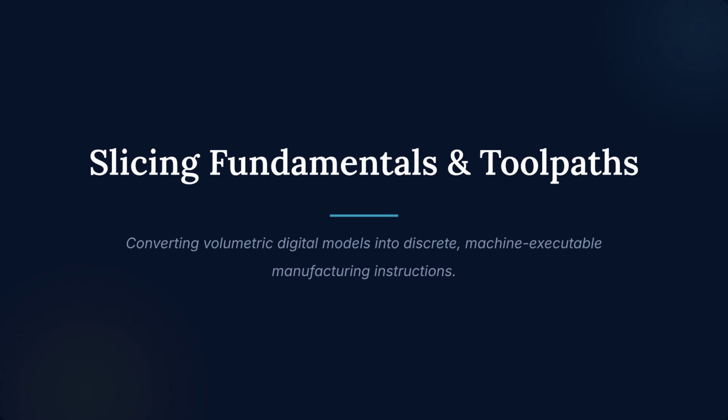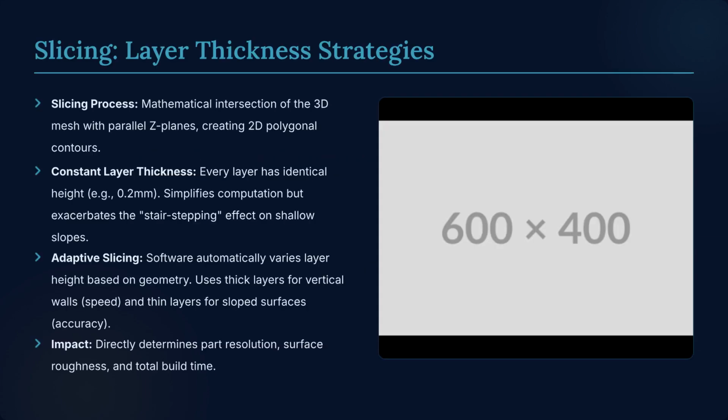Let's dive into slicing fundamentals and toolpaths, which are essential for converting digital models into instructions a machine can actually execute. When slicing, you can choose between constant layer thickness or adaptive slicing. Adaptive slicing varies height based on geometry to balance speed on vertical walls with accuracy on slopes.